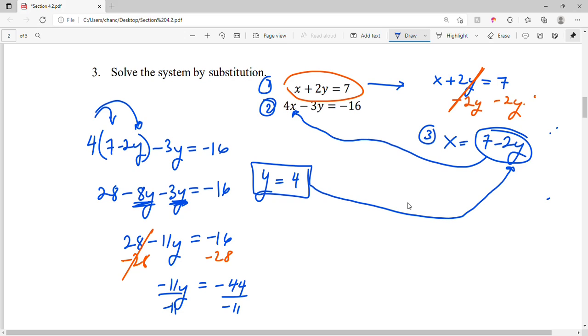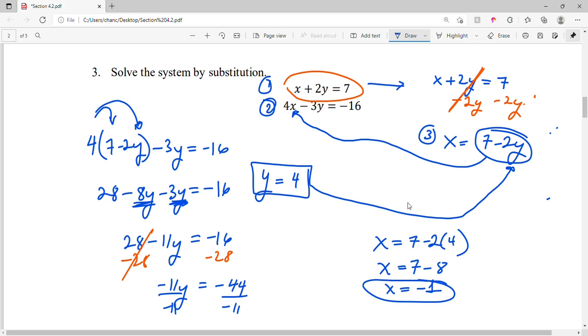So I'll use this third equation here, and that gives me x equals 7 minus 2 times 4, and if we simplify that, that's 7 minus 8, so x is equal to a negative 1, and we could write our answer as an ordered pair now. It's negative 1, comma 4. That's our solution.